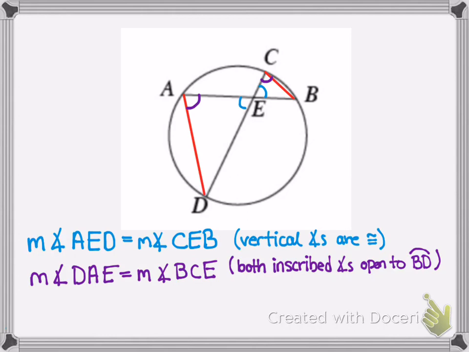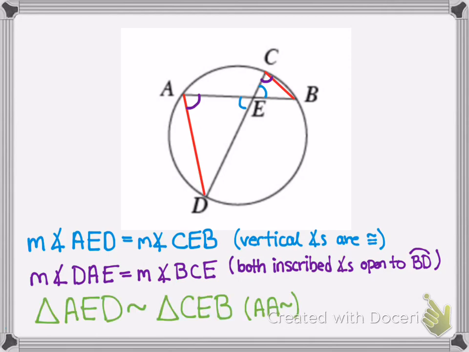So this is interesting because now I have two triangles, this larger one, triangle AED, and this smaller one, CEB, that both have two sets of congruent angles, which means that the two triangles are similar by angle. So this is going to help us show a whole host of things of what we can do with our two chords. So let's take a look.